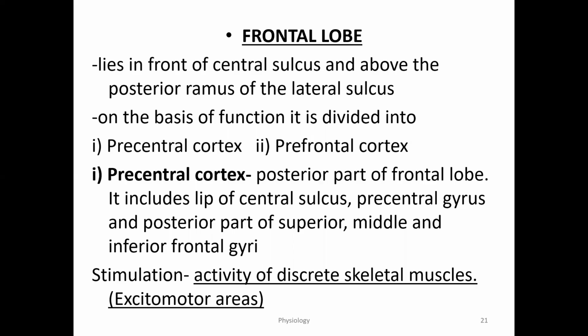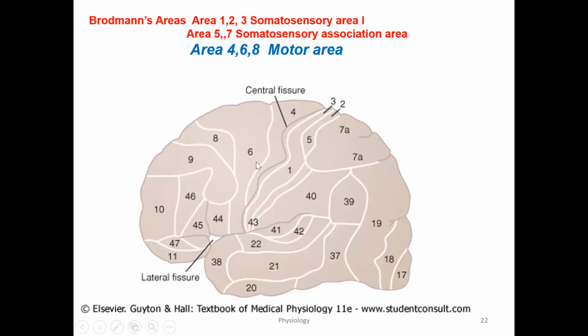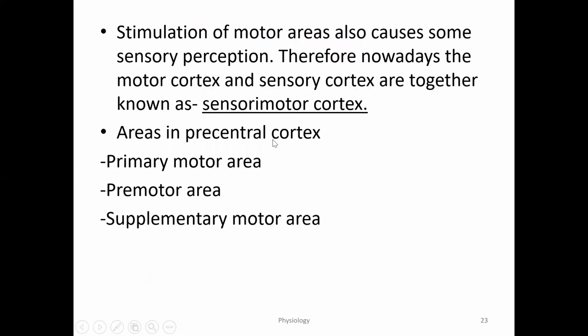That is also called the excitomotor area. So this is about area number 4, 6. Area number 4 is the primary motor area, precentral cortex area. Some scientists also found that stimulation of motor areas also causes some sensory perception, and that's why nowadays this area is also called the sensory motor cortex area. What are the areas present in the precentral cortex? These are the primary motor area, area number 4, premotor area, area number 6, and supplementary motor area. These are the three main areas present in the precentral cortex.